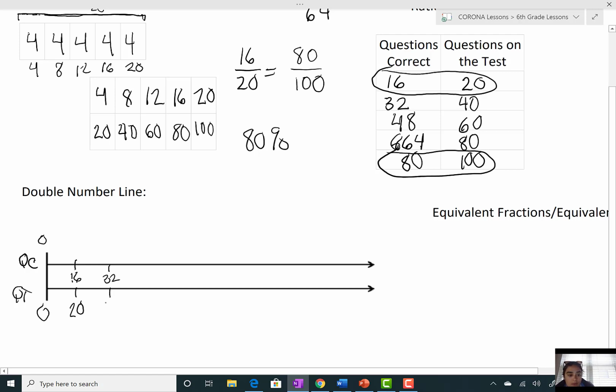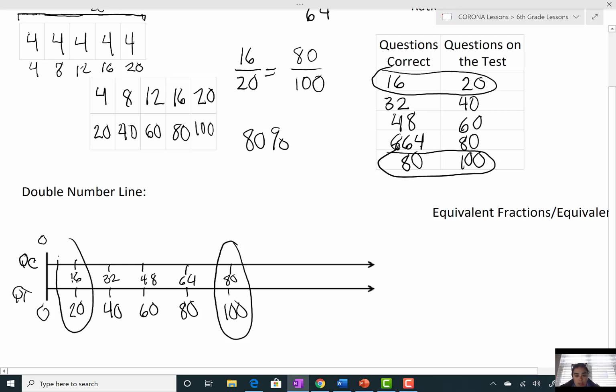32 to 40. 48 to 60. Okay? 64 to 80. 80 to 100. So if these are all equivalent ratios, 80 out of 100 is 80%. So 16 out of 20 is also 80%.